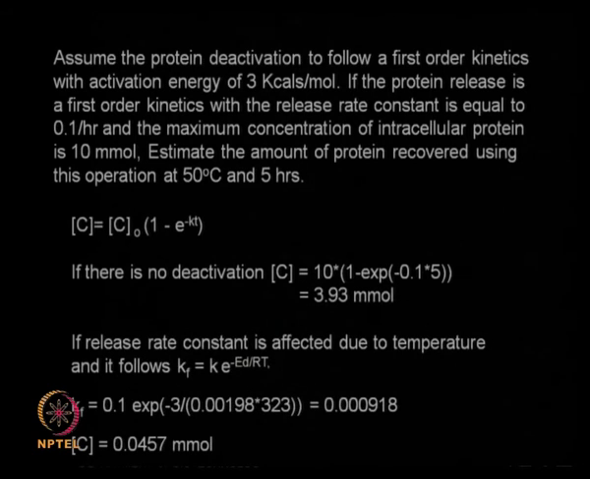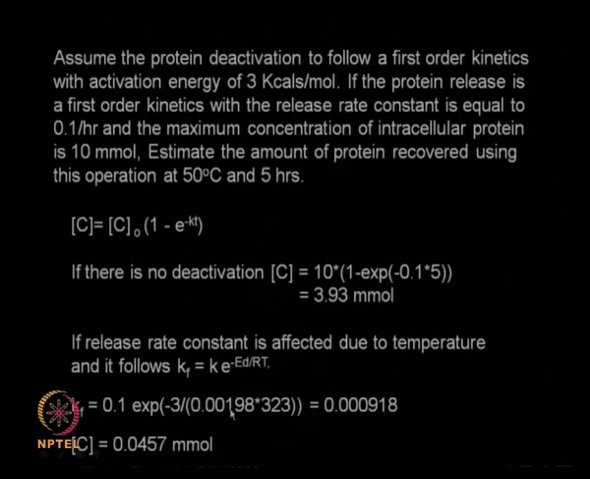Now if the release rate is also affected because of deactivation, because of the increase in temperature, then let us consider an Arrhenius type of relationship as I showed in the previous slide. Kf is equal to K into e power minus Ed by RT. Ed is your deactivation activation energy, which is given as 3 kilocals per mole.